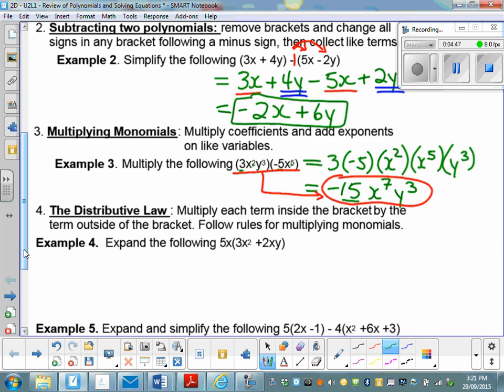The distributive law happens when we've got a monomial out in front of a bracket, and if that bracket has more than one term on the inside, then we have to distribute the 5x. So the 5x has to multiply by the 3x squared, and it has to multiply by the 2xy.